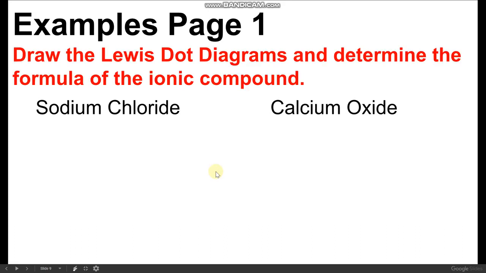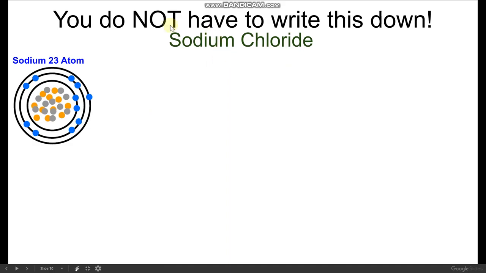Okay, so let's go through some examples. What we're going to be doing for examples today is drawing Lewis dot diagrams and determining the formula of the ionic compound. Before we do that, I'm just going to show you some models. You don't have to write this down, so don't write this down. We're going to start off with the ionic compound sodium chloride. So we've got sodium here. I have drawn a sodium atom on the screen.